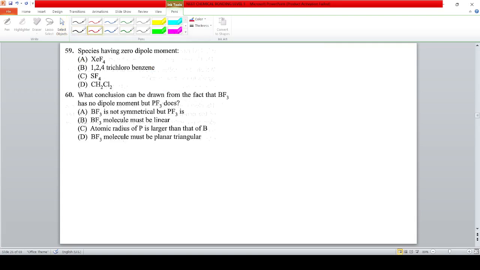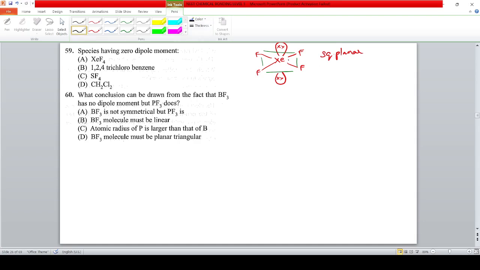59. The species having zero dipole moment. First one, xenon tetrafluoride. Xenon has 8 valence electrons. 1, 2, 3, 4, 5, 6, 7, 8. Sir, this is square planar geometry, sir.